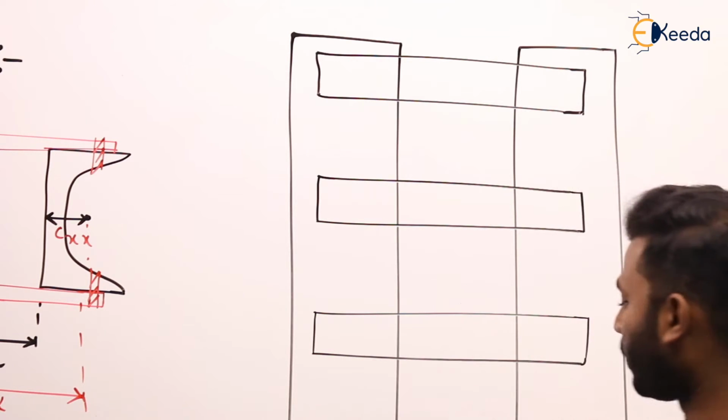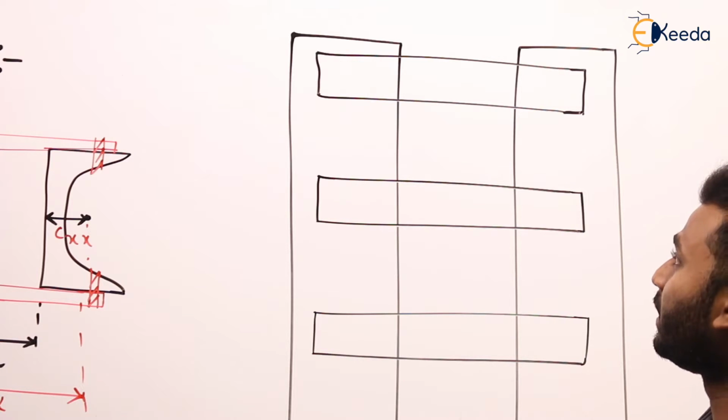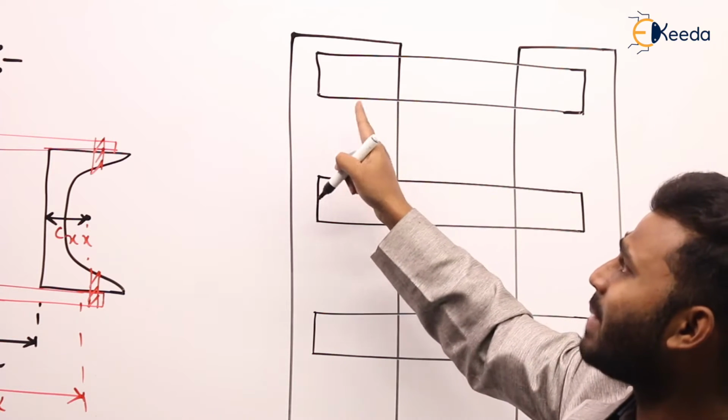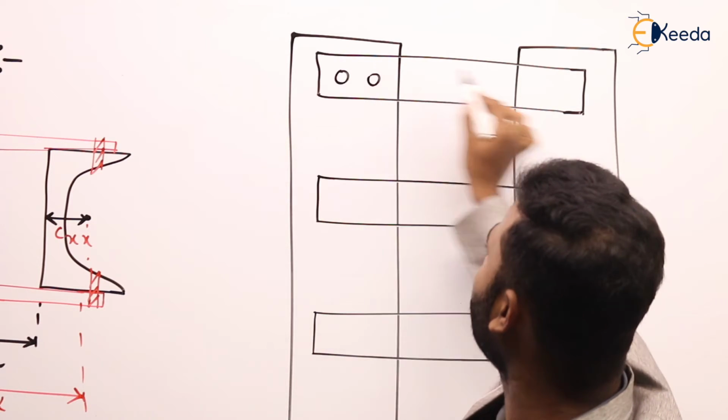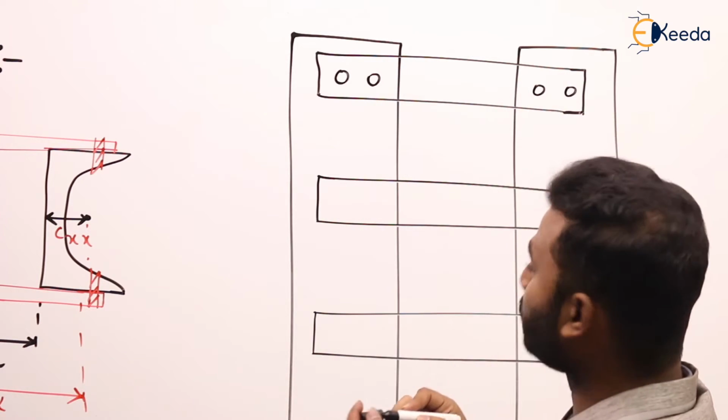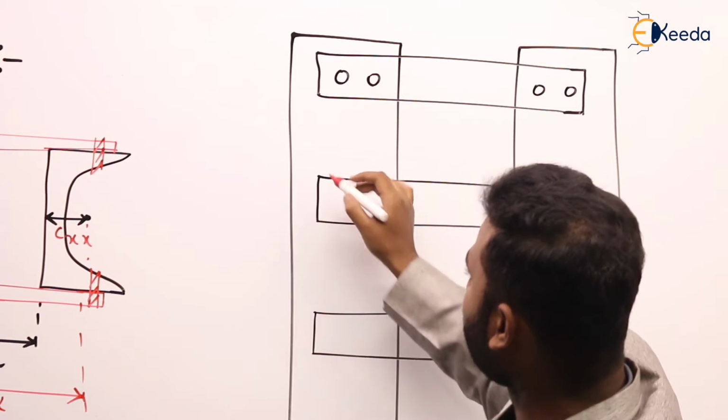So this is how we are going to provide battens. Agree? So now in this, we are going to connect these battens to the flange by using connections, either by using a bolt or by using a weld. So here I have shown bolt, so here I am going to show the weld.